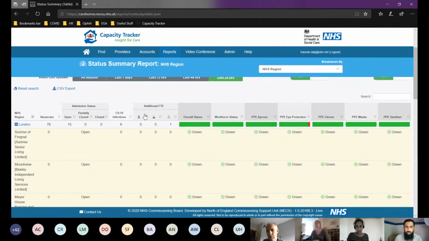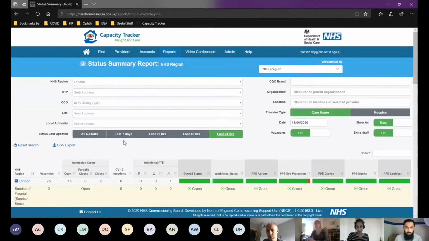In terms of... does that cover it, or do we need to go into a bit more information?